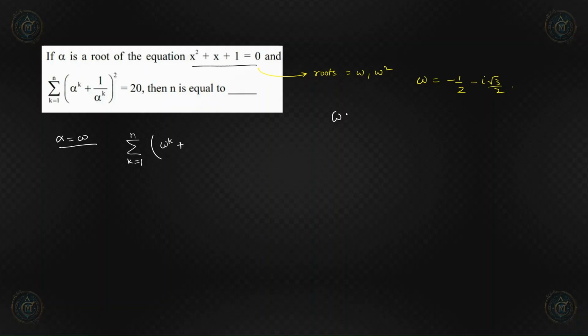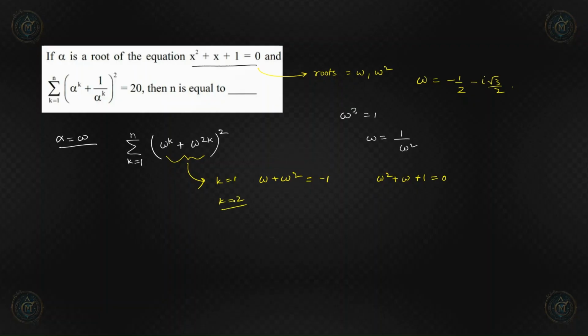Okay, because we know the property that omega cube equal to 1. That means omega equal to 1 by omega square. Okay, so we can write this as omega square whole to the power k, that means omega to the power 2k, this whole square. Okay, so how to find this summation? Let us first analyze the behavior of the term inside this summation. Okay, so let us put k equal to 1. So for k equal to 1 we can say this will be omega plus omega square, right? This is, we know, equal to minus 1, right? Because we know the property omega square plus omega plus 1 equal to 0, right?